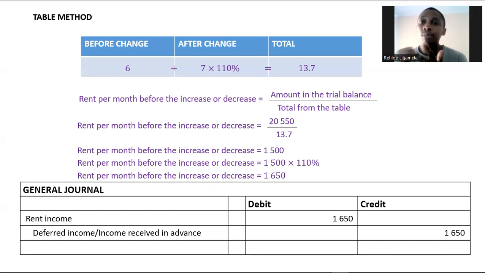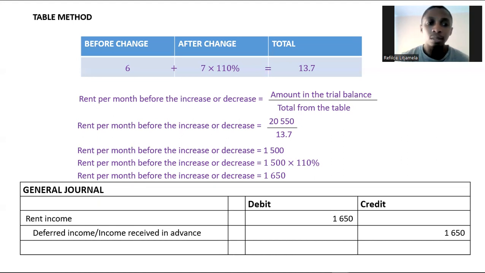Note that income received in advance is a liability because we owe the tenant one of these two things. It's either we give them their money back or we simply give them property to stay for that extra month that they paid for, which is November of next year. The reason why we're minusing the November of next year is because we haven't yet provided the property for November, because our financial year end is the 31st of October. So anything that falls outside, we need to minus it, okay?